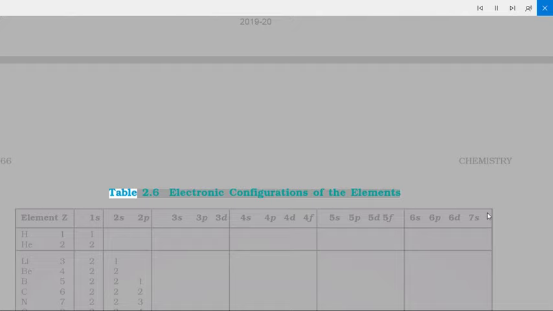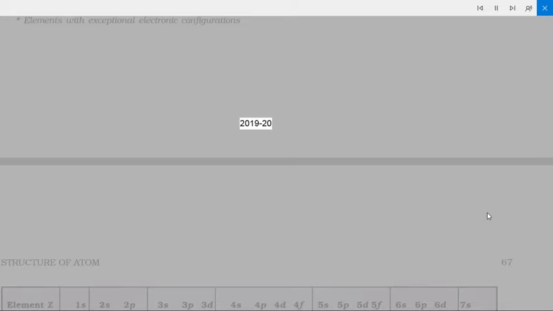Symmetry table. 2.6 Electronic configurations of the elements. Asterisk elements with exceptional electronic configurations. Structure of atom. Asterisk elements with atomic number 112 and above have been reported but not yet fully authenticated and named.